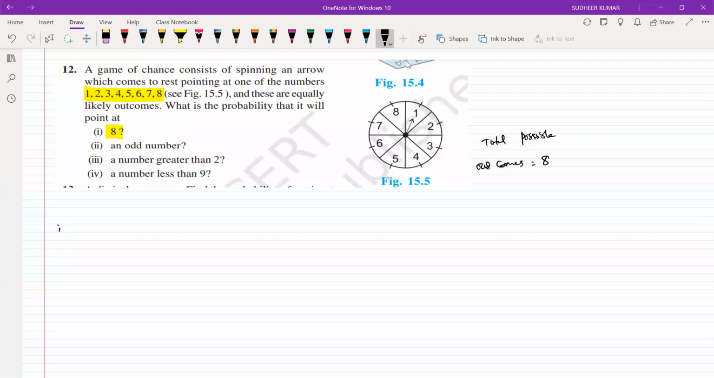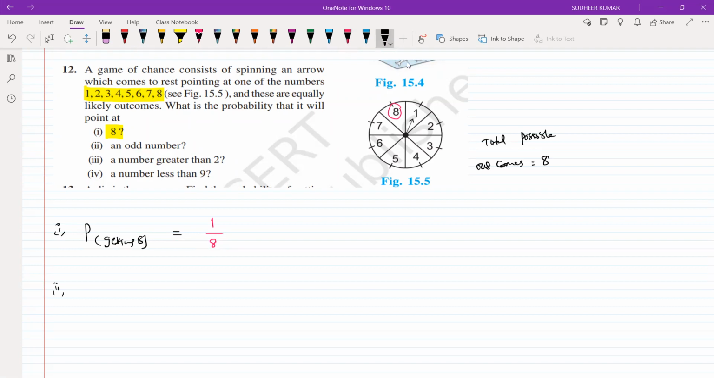So let us go to the first one. Probability of getting 8. Write the formula: number of favorable outcomes by total possible outcomes. How many favorable outcomes are there? Only one. So this is 1 by 8. So go to the next one.